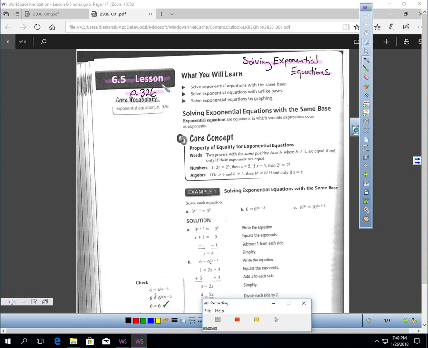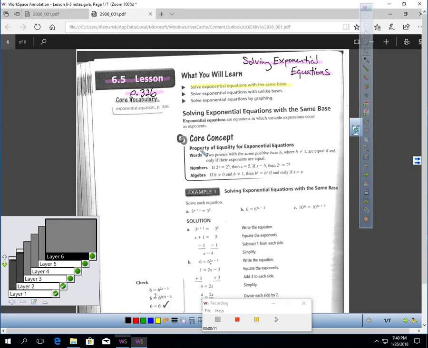This is lesson 6.5, solving exponential equations. You should be on page 326 of your book. In this lesson, you will learn how to solve exponential equations that have the same base, how to solve exponential equations with unlike bases, and then how to solve exponential equations by graphing with your calculator.